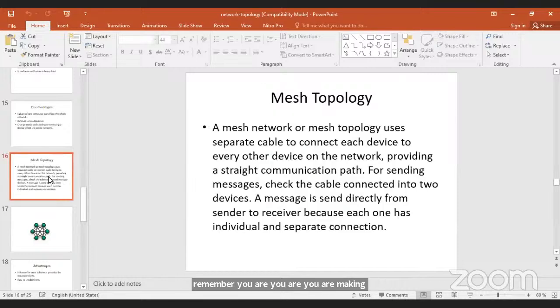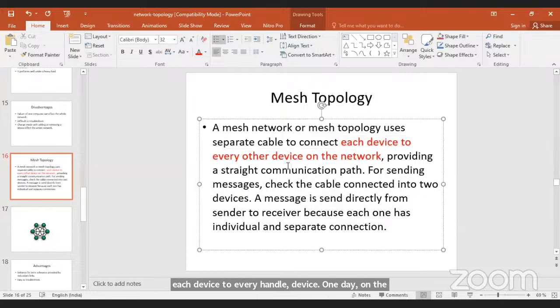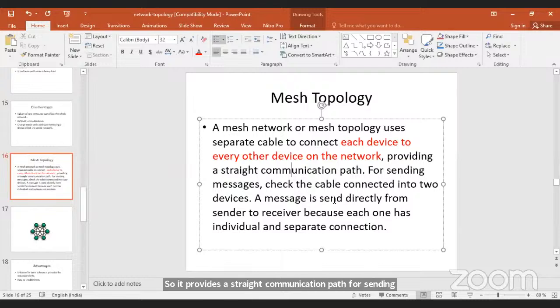Then we have what's called a mesh. As the word mesh wire, right? A mesh network's topology uses separate cables to connect each device to every other device. So the keyword is that we connect each device to every other device on the network. It provides a straight communication path for sending messages. A message is sent directly from sender to receiver because each one has an individual and separate connection.